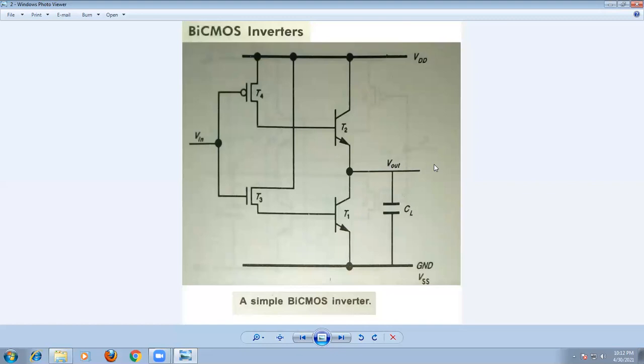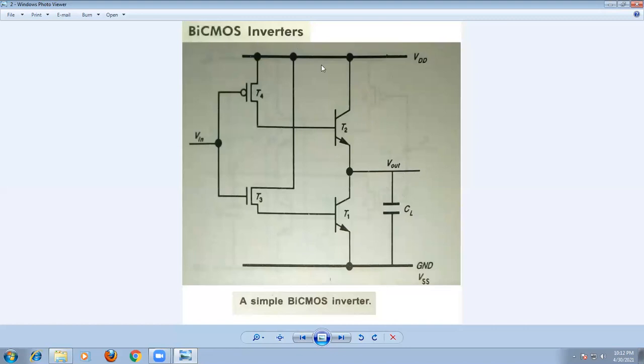So the output voltage goes to 0 level, so low state. When the input is high, the output will be low state. That means logically this circuit is correct. But even though this circuit is correct, it is not widely used as a BiCMOS inverter.